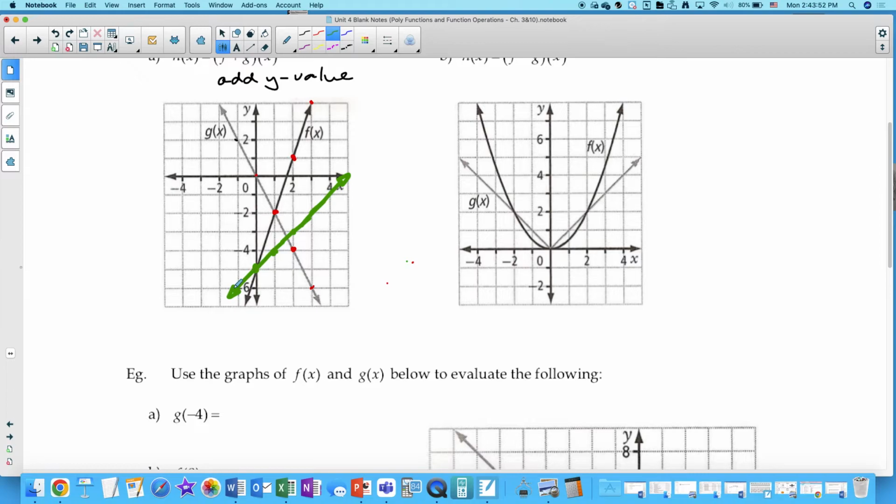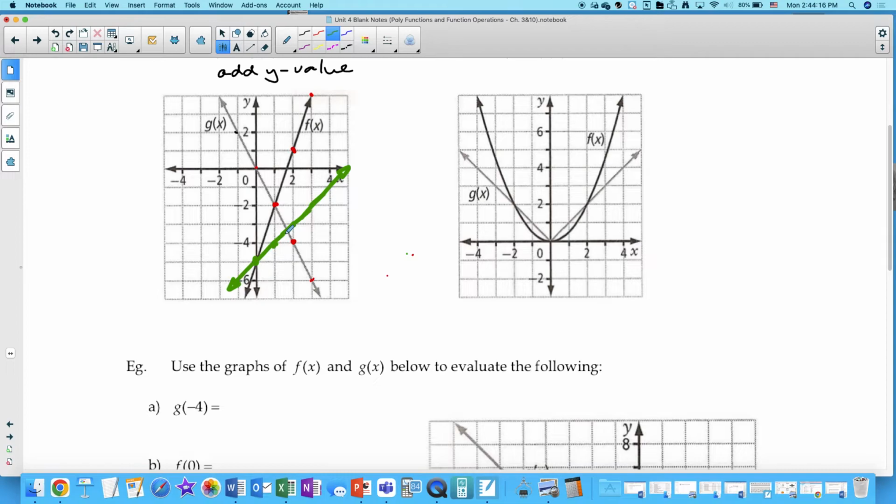Okay, and if you were to actually write out an equation for g of x and for f of x, which we could do because we can see the slope and the y-intercept of each, and we actually add those together, we should get the equation of this green graph. It looks like here the slope is 1 and the y-intercept is negative 5. So this is x minus 5. Okay?